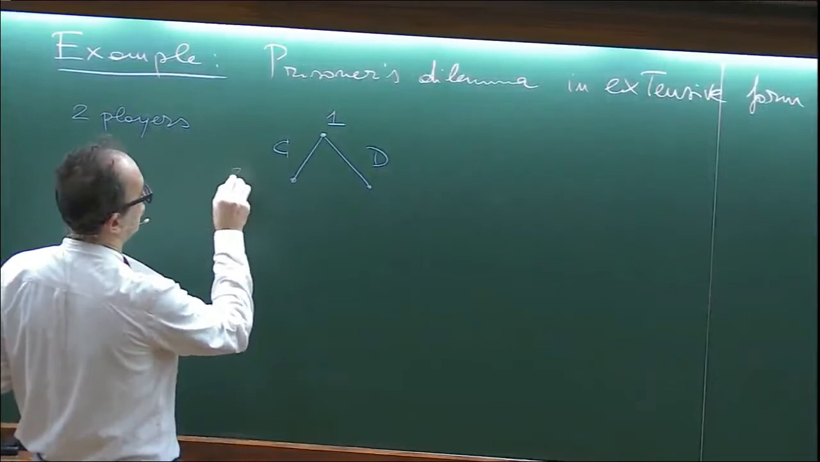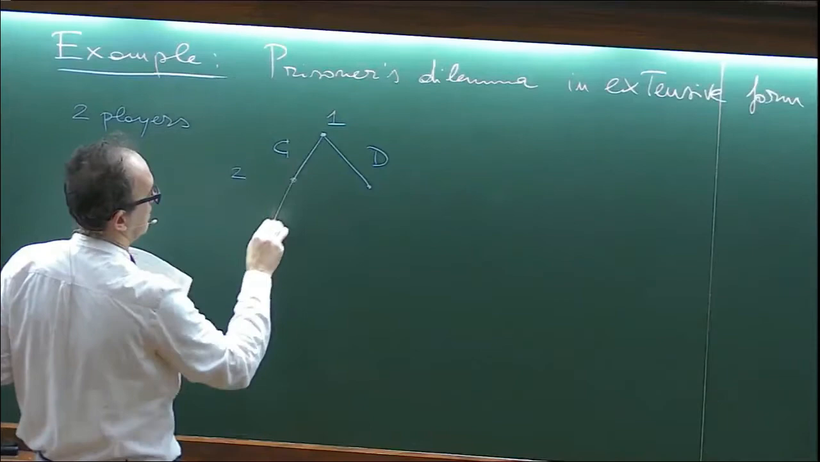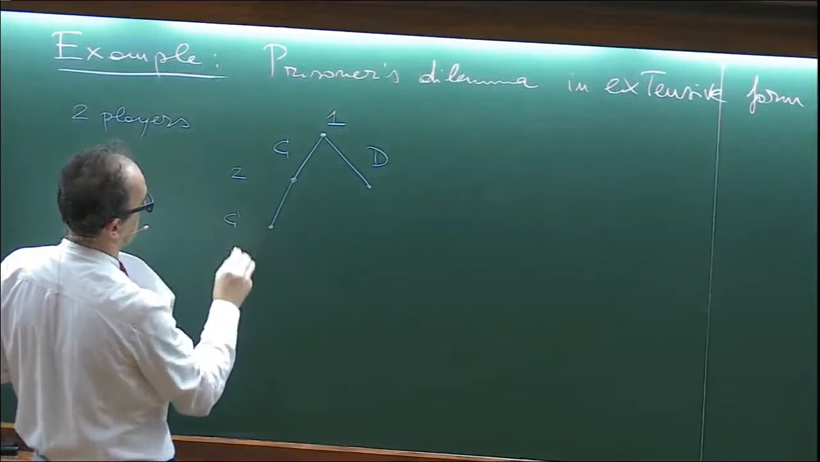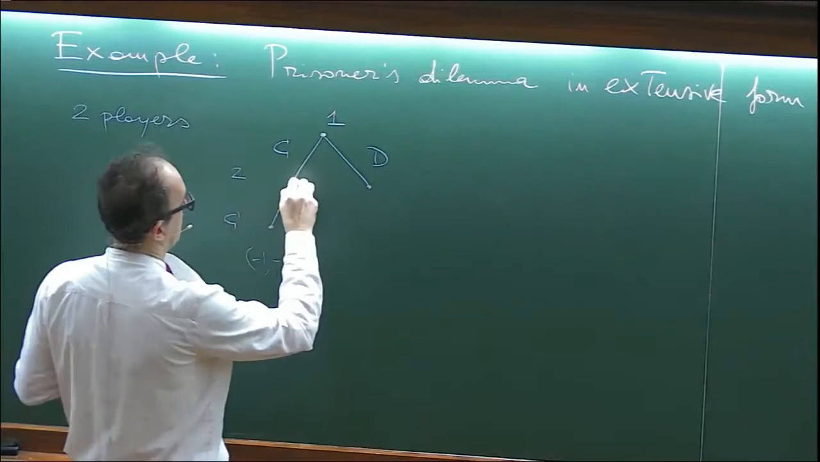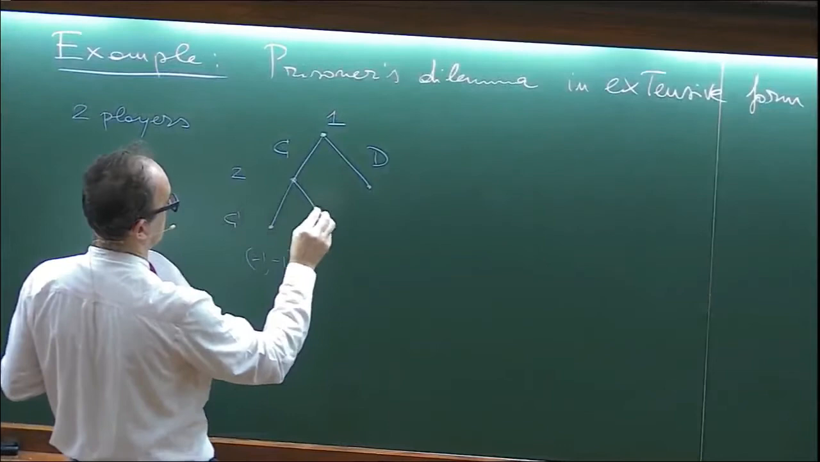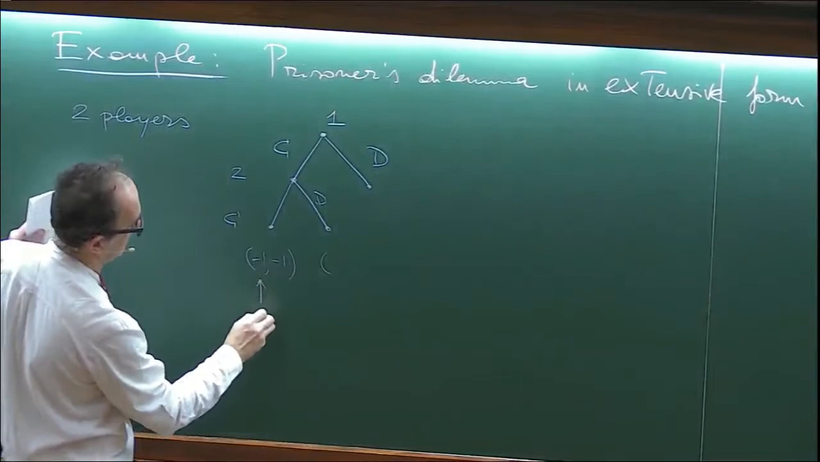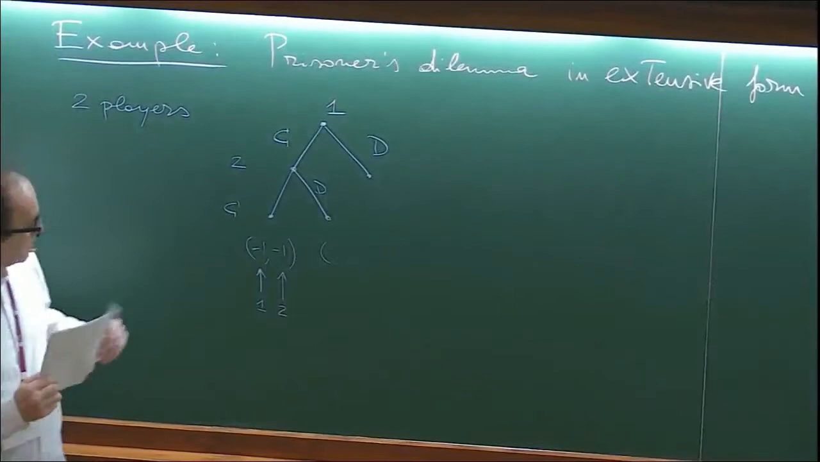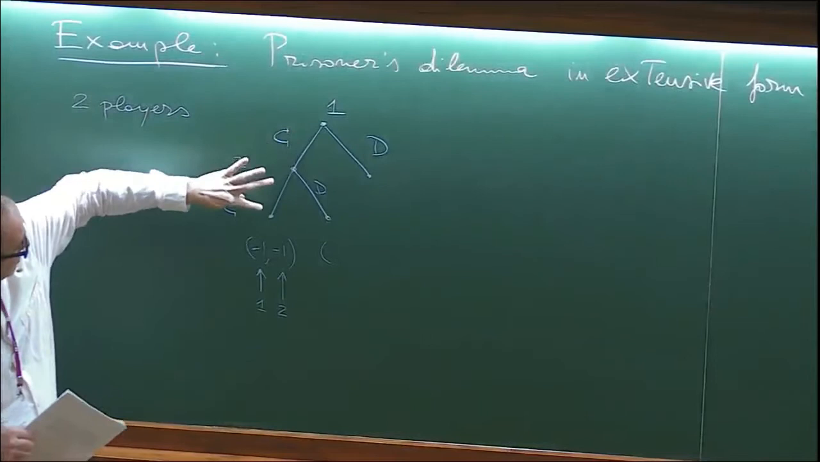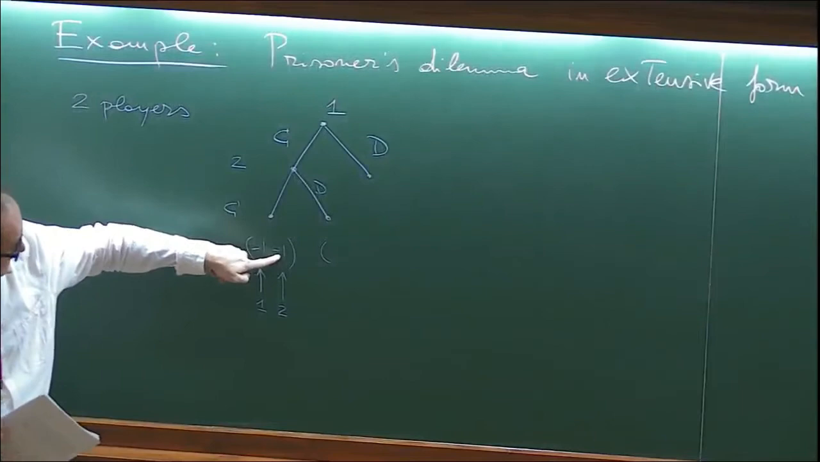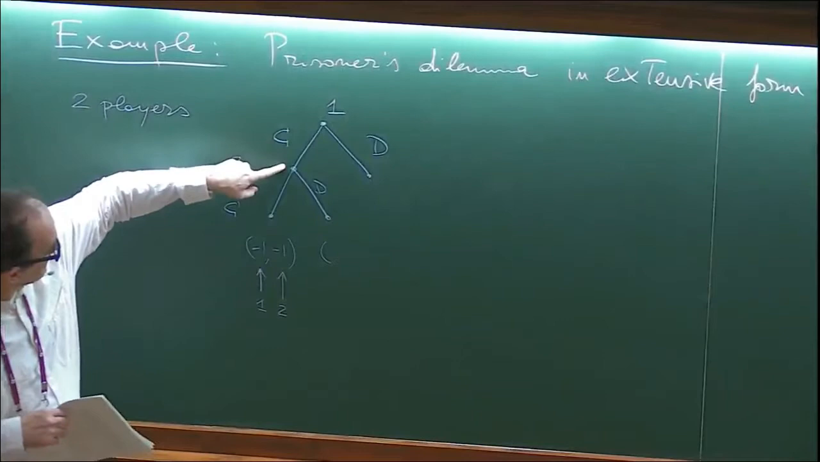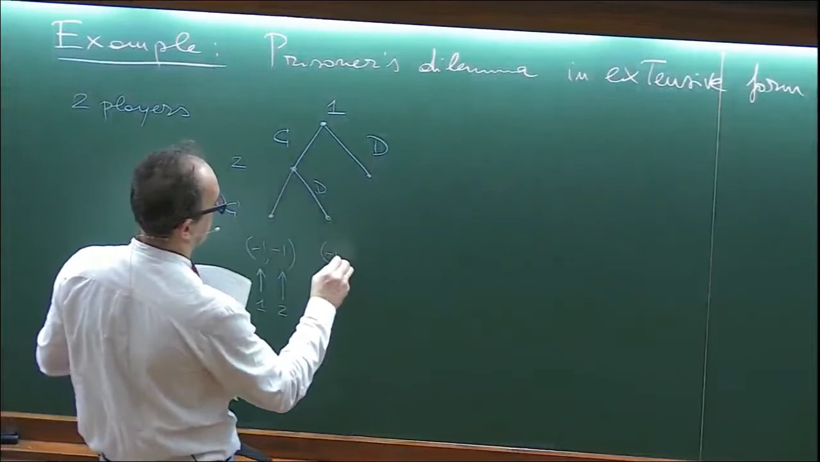Then there is player two that is taking a decision at this point. One is action C that is giving outcome, say, minus one. One is action D, that is giving outcomes. Here I'm representing the payoff for one, and here the payoff for two. So this means that if player one chooses C and player two chooses C, then player one gets minus one and player two gets minus one. Instead, if player one decides C and player two decides D, then player one gets minus 10 and player two gets zero.